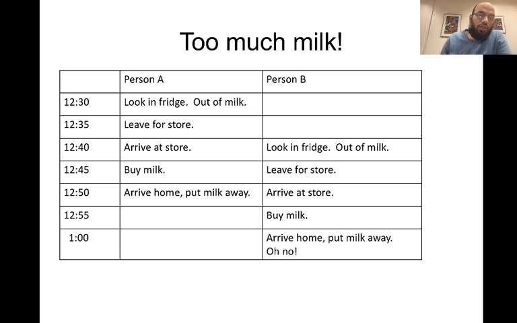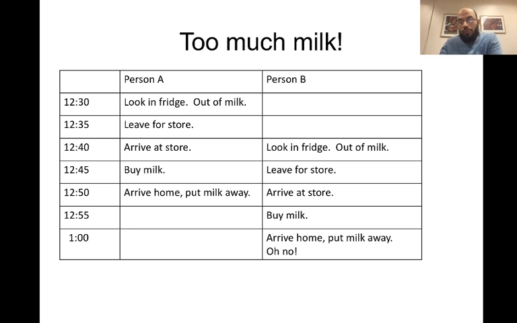He arrives at the store at 12:40. He buys milk at 12:45. But while he's at the store, person B looks at the fridge at 12:40, 10 minutes later, and he's like, oh, we are out of milk, we now need to fix that. And he leaves for the store at 12:45, and in parallel to him leaving for the store, the other person was buying the milk. Person A arrives home, puts milk into the fridge, and at 12:50, person B arrives at the store, buys milk, arrives home, and now they have 2 bottles of milk.